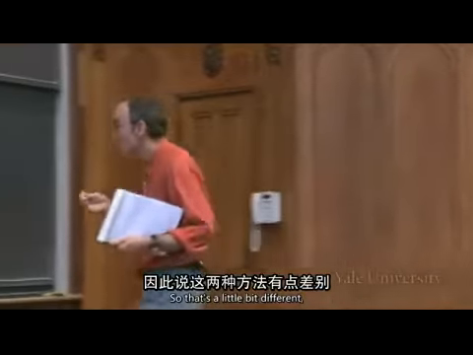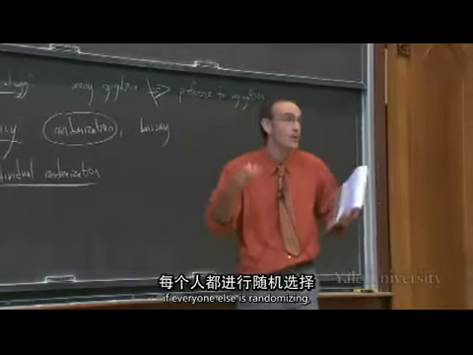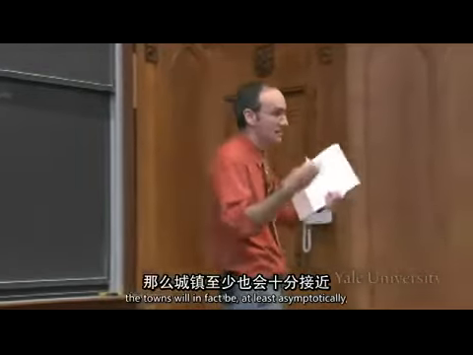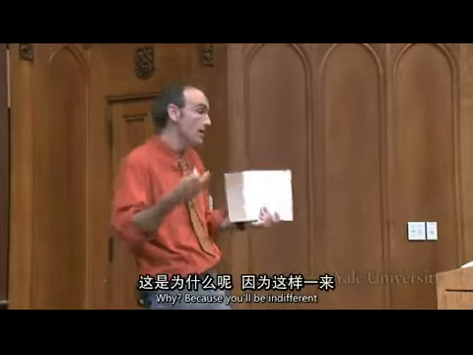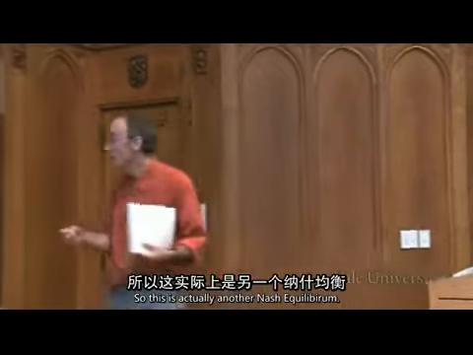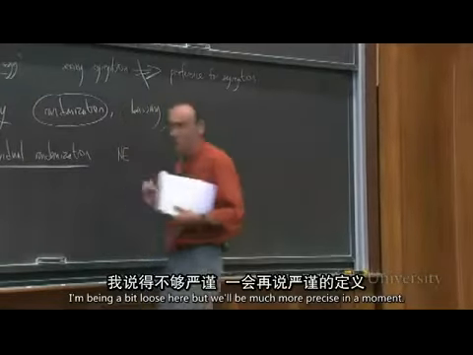So that's a little bit different. And notice that if everyone else is doing this, if everyone else is randomizing, the towns will in fact be, at least asymptotically, equally mixed, and you'll be happy to randomize. Why? Because you'll be indifferent whether you end up in Easttown or Westtown, so you may as well toss a coin anyway. Right? So this is actually another Nash equilibrium. I'm being a bit loose here, but we'll be much more precise in a moment.